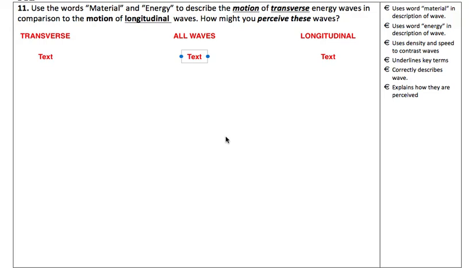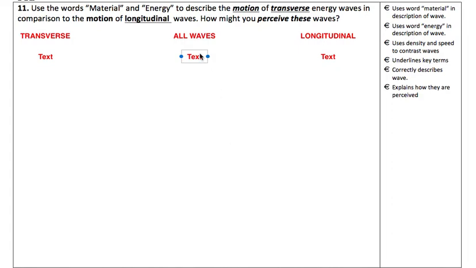Hi guys. Okay, so I'm going to go over number 11, which is one of the free response questions in your Waves study guide packet. So this one, a lot of misconceptions about different types of waves, how we perceive them, and the differences between transverse and longitudinal waves. So I'll try to clarify that now.